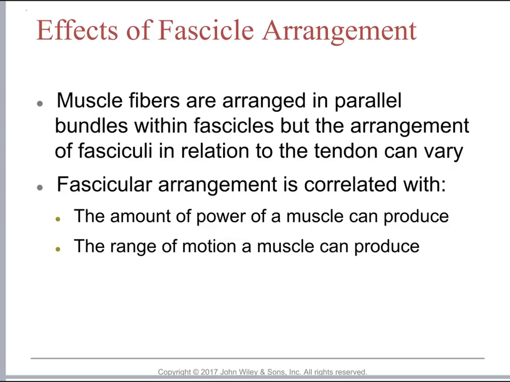The next thing we're going to talk about is the effects of fascicle arrangement. Muscle fibers are arranged in parallel bundles within fascicles, but the arrangement of fasciculi in relation to the tendon can vary. Go back to our muscle physiology lecture where we talked about how we build the muscle with bundles within bundles within bundles. Now these bundles can arrange in various locations with regard to the tendon. Fascicular arrangement is correlated with a couple things: number one, the amount of power that muscle can produce, as well as the range of motion that muscle can produce.